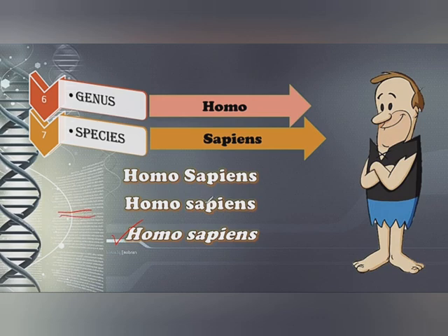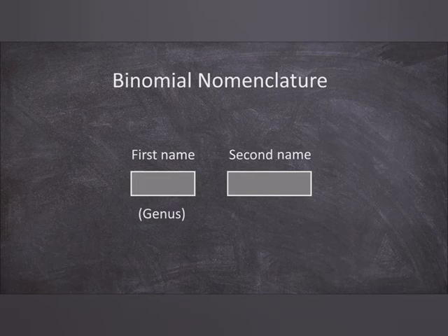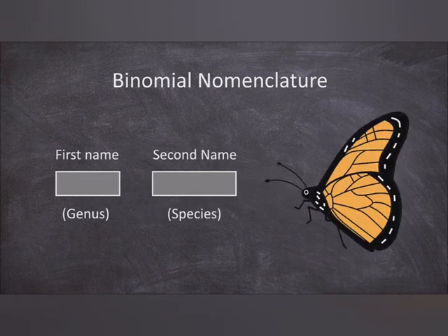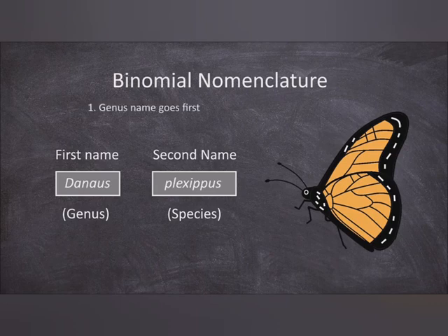And this will now lead us to the rules that govern the writing of binomial nomenclature, which is the system of naming. Remember, we have two names. We have the first name, the generic name, which is the genus, and the species. The genus can also be called the generic name, while the second name, which is the species, can also be called the specific name. Now let's take an example of a butterfly, which has the scientific name Danaus plexippus.